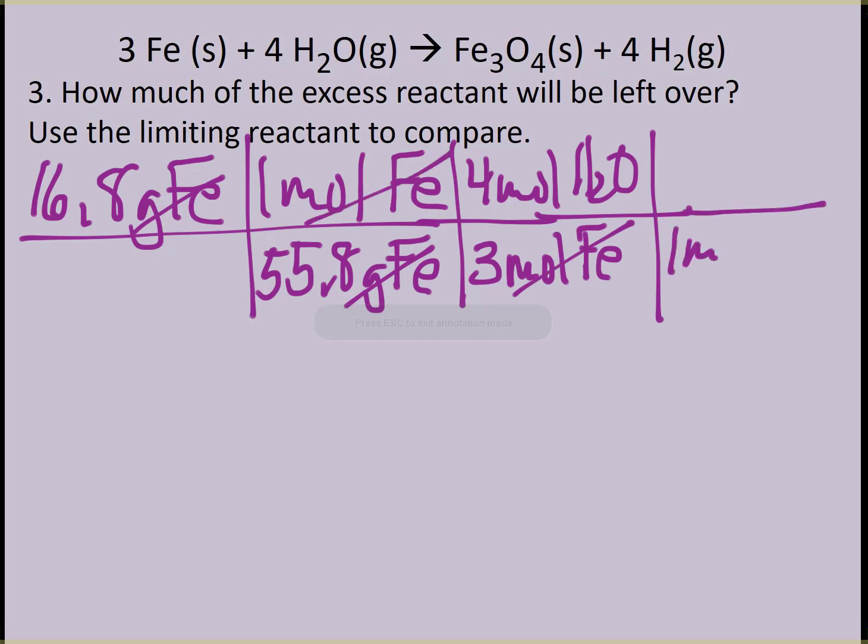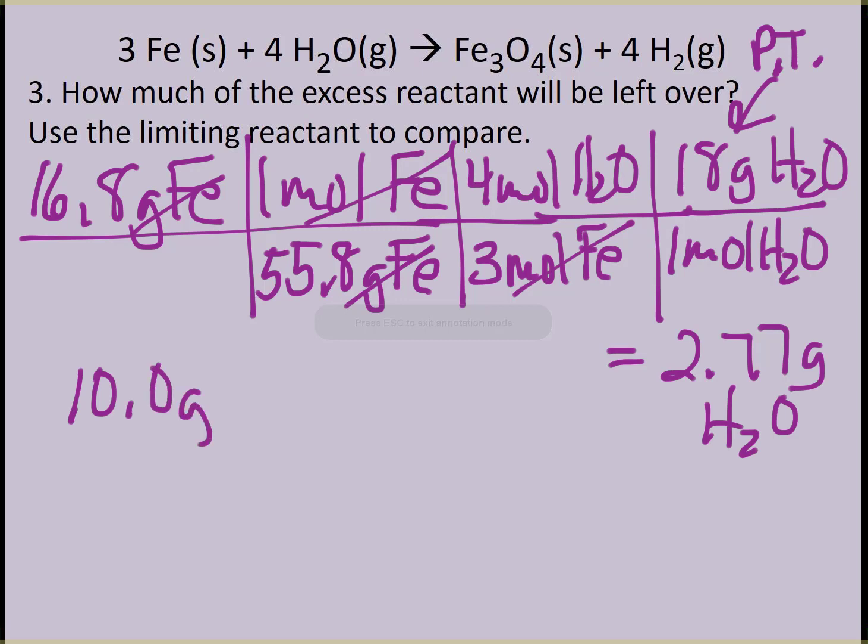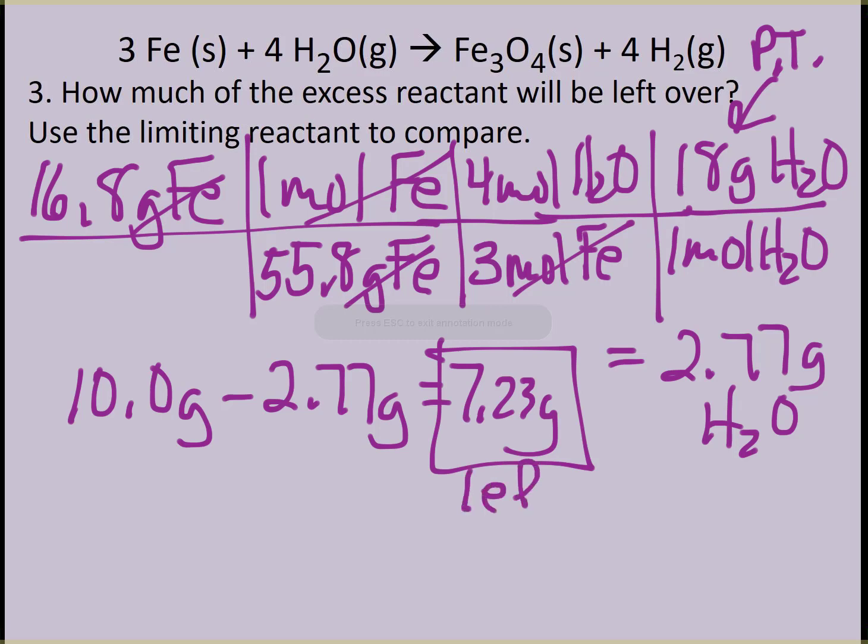And then I know the conversion is 1 mole of water is equal to 18 grams of water. And I get this gram amount from the periodic table. Doing my math, I get 2.77 grams of water is used up. So if I started with 10 grams of water, and I know that 2.77 grams is used up, then what is left over is 7.23 grams. This is the leftover. So knowing a starting gram amount, I can convert it to any other reactant or product.